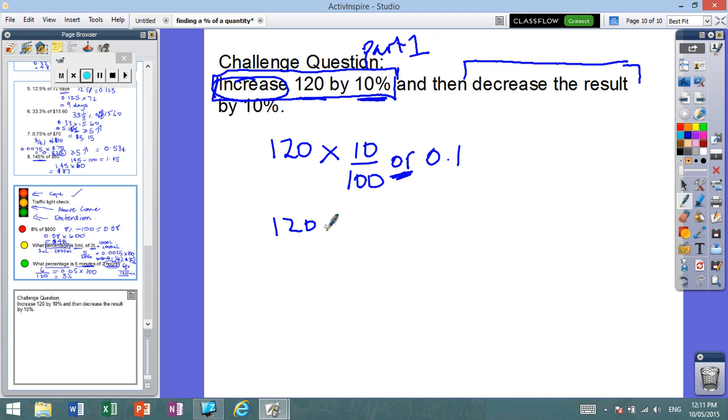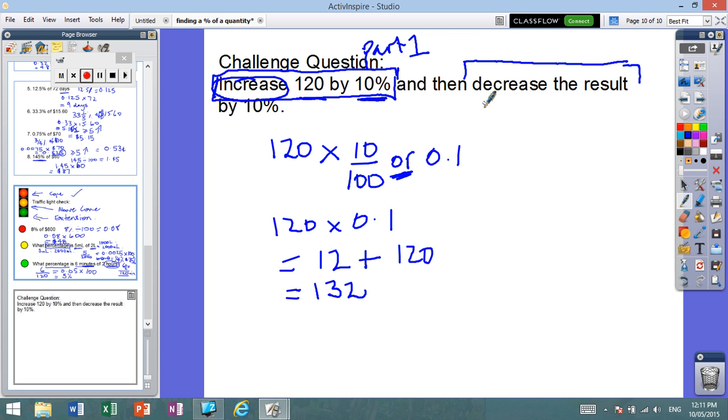So I like my decimal method, which ends up being 12. Now, because it says increase 120 by 10, we need to add that 12 to the 120. So next week, if we were buying something for $120, say, and it's going up 10%, next week if we came back to the shop, it would cost us $132. So we would be saving, if we bought it this week, $12.